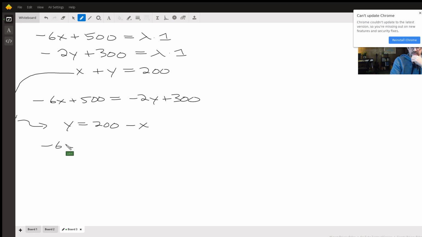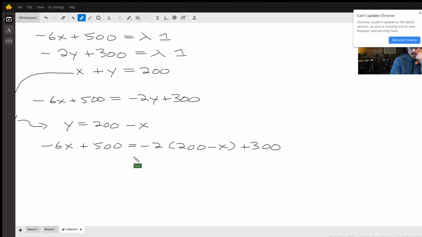So I have negative 6x plus 500. So these can take a little bit of creativity. Is negative 2 times, all right, here comes my sub, 200 minus x, plus 300. Right, and now, what do we got? We got an equation in one variable, just an x, okay? So solve that sucker for x, and you're done.